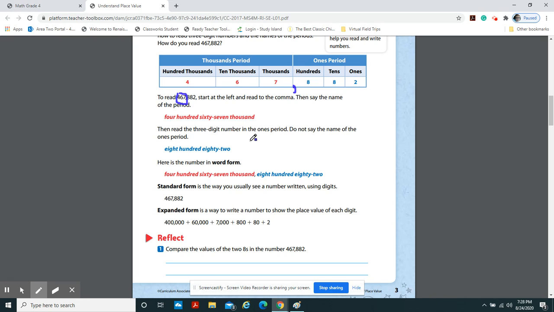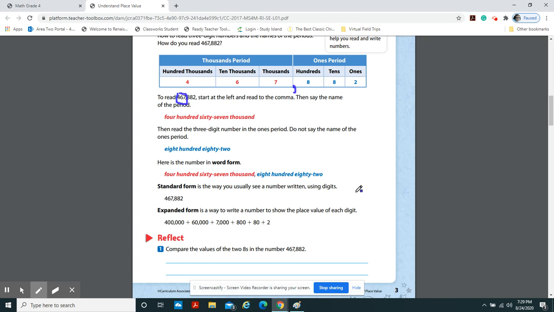Now we read the numbers in the ones period. 882. Once we have read and written both numbers, we put them together, still keeping the comma behind the thousands place. Now, how many times can we write a number? We're writing it 3 times.